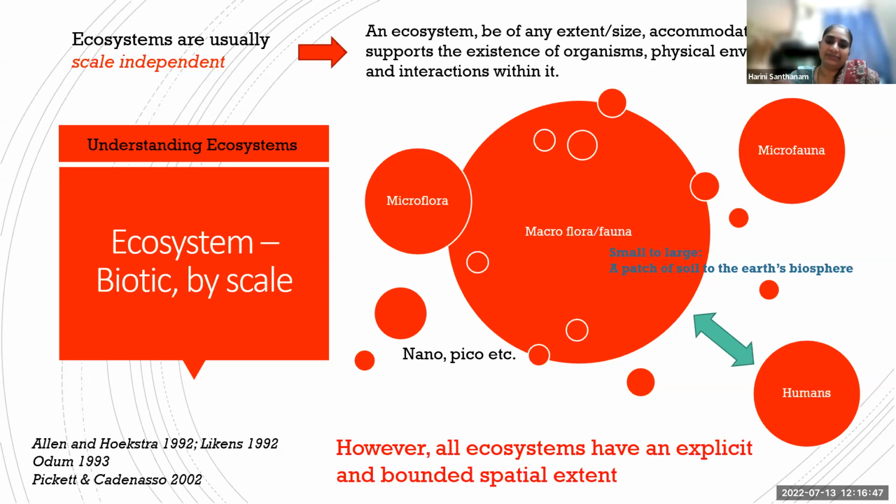So within a small or a large ecosystem, there can be microflora, macroflora, macrofauna, and microfauna. There can be even nano- and pico-sized fractions of organisms, as well as chemical constituents, but they all have a specific and explicit bounded spatial extent. If we say spatial extent, the soil is a spatial extent. Soil does not dissipate into air; there is a boundary layer, right? So soil is different from water. Aquatic ecosystems are different from soil ecosystems.